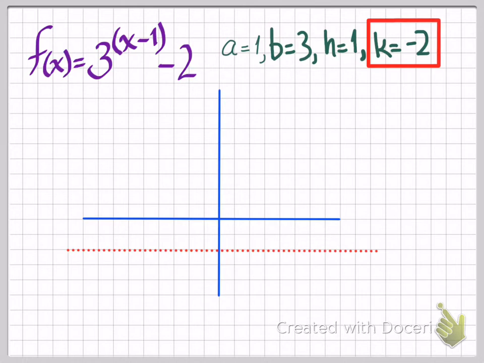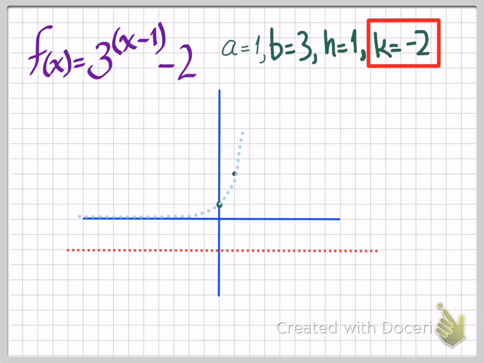The first thing I want to do is graph my horizontal asymptote at y equals -2, and then if I just for a moment took a look at y equals 3 to the x and how that would go through a couple of easy to identify points there, the y-intercept, and where x equals 1, my y value would be 3 there.